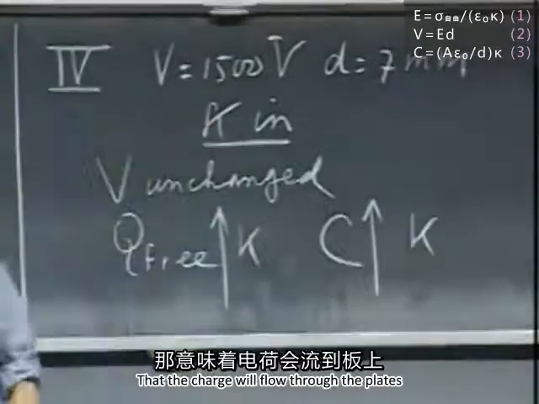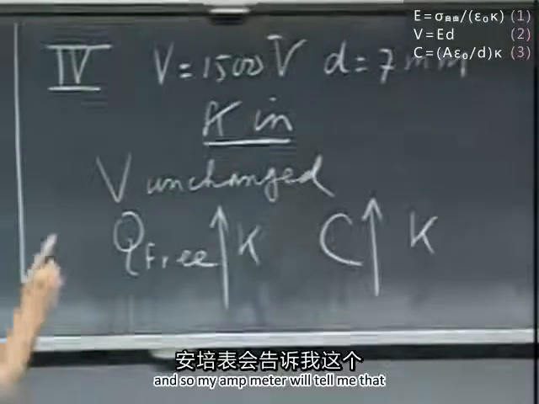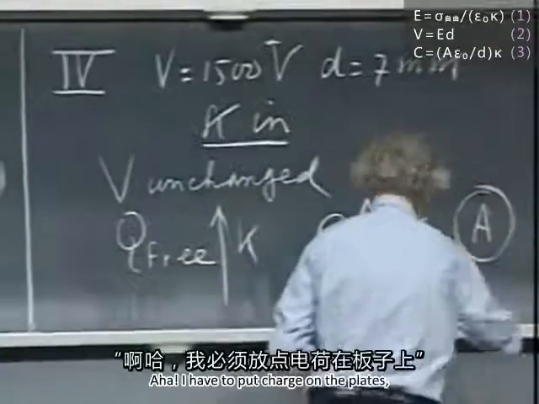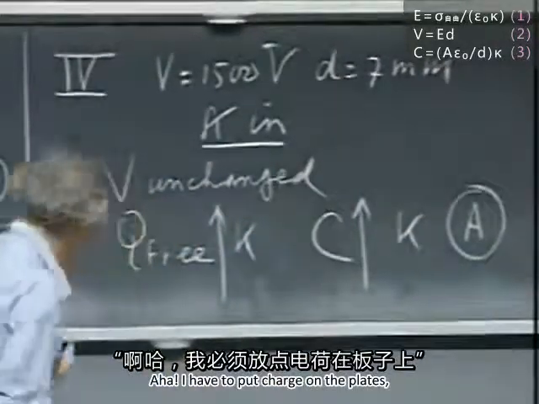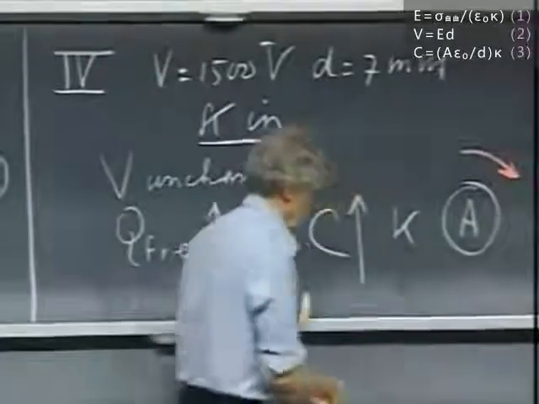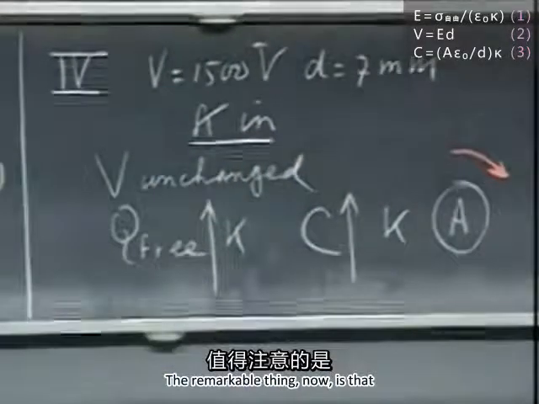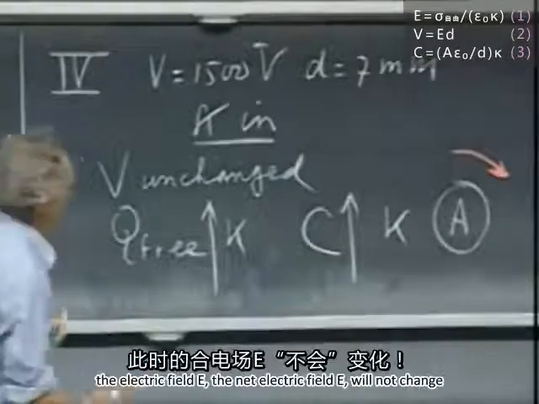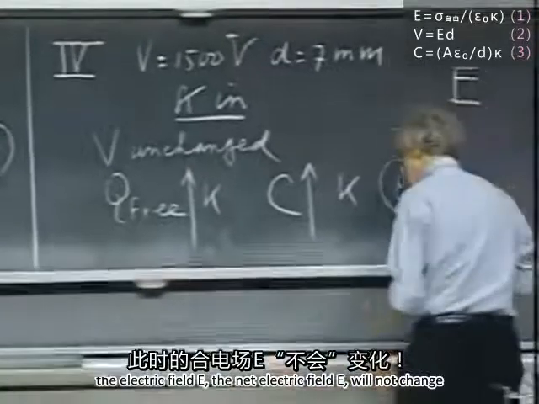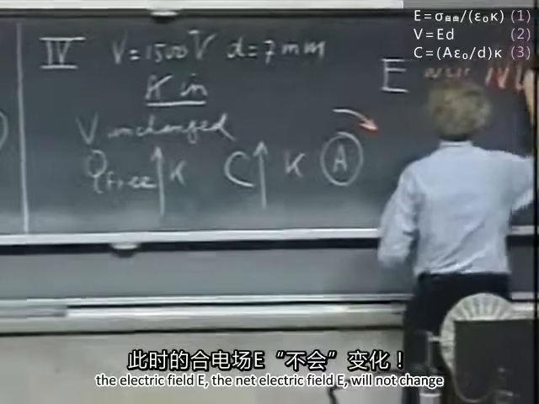What does that mean? That charge will flow to the plates. I increase the charge on the plates, and so my ammeter will tell me that. My ammeter will say, aha, I have to put charge on the plates, and so my ammeter will now do this. And that's what I want to show you. The remarkable thing now is that the electric field E, the net electric field E, will not change.